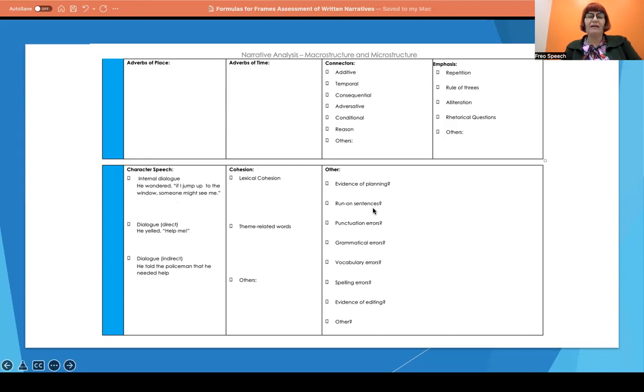So planning: this is an age-old violation of punctuation that students demonstrate, which is run-on sentences, either using no full stop or a comma in the place of a full stop. Are there punctuation errors, grammatical errors, vocabulary errors, spelling errors? Is there evidence of editing?